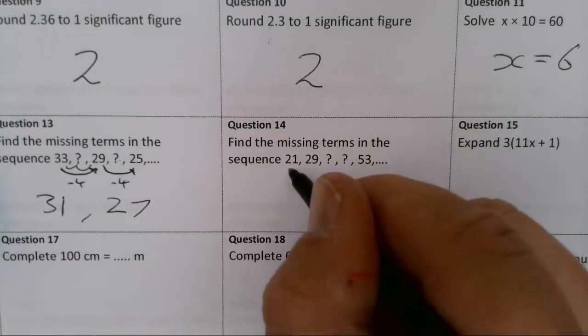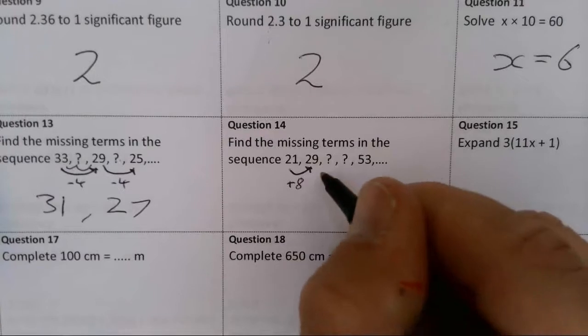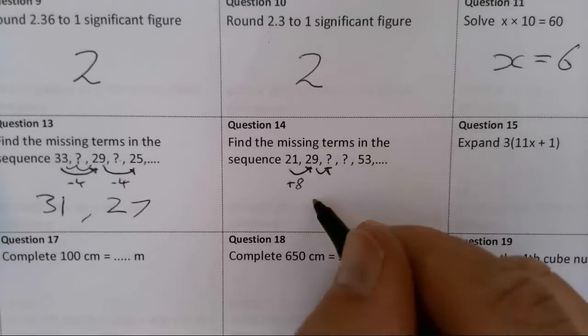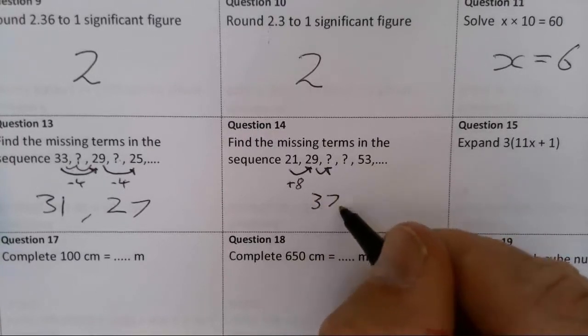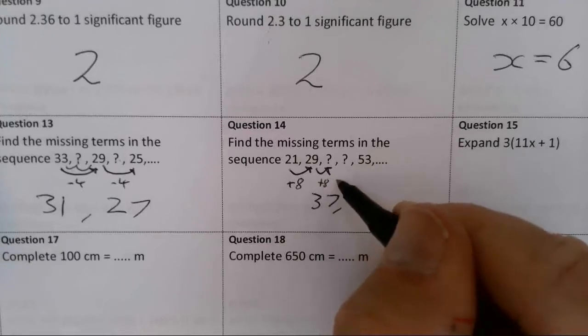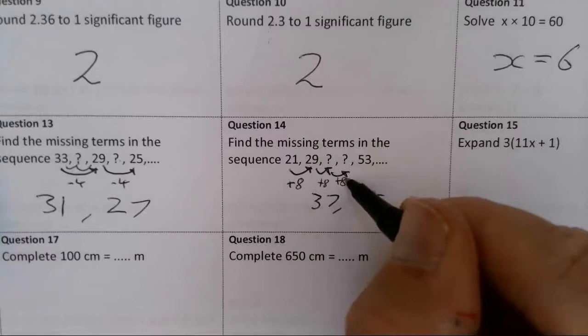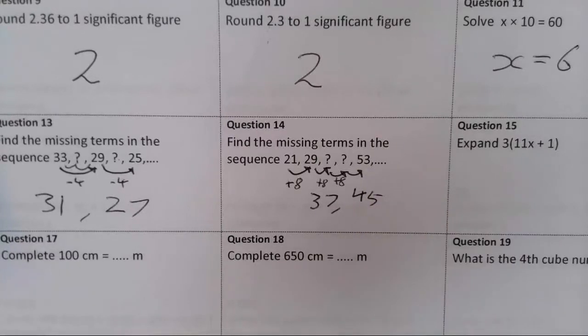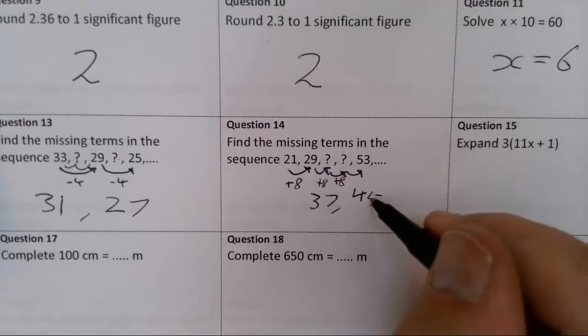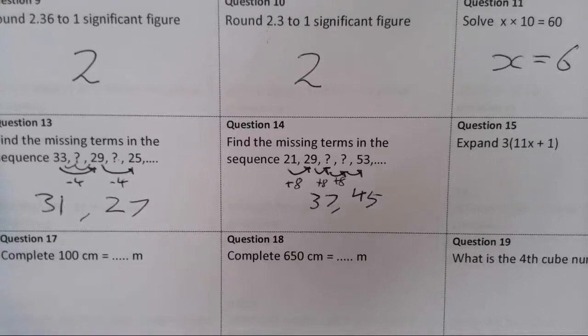This one is going up 8 each time. So the next one would be 8 on from that, which would be 37. The next one would be 8 on from 37, which would be 45. And then 8 on again would get you to that 53. So the answer is 37 and 45.